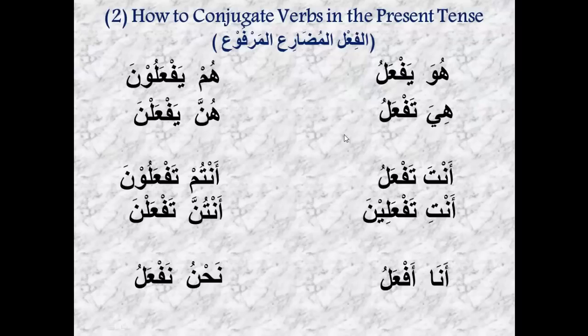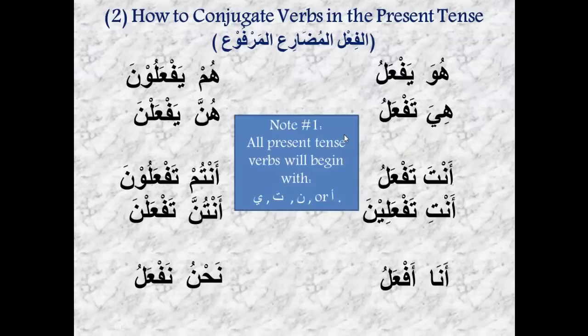Observation number 1, note that all present tense verbs, al-fi'l al-mudari' marfu', or actually all fi'l mudari' for all three cases, all of them begin with hamza, noon, ta, or ya. So notice how we have the ya for most of the third person pronouns except for the hiya. We have a ta in front of every single verb conjugated in the second person. And then we have noon for nahnu, naf'al, and a hamza for ana af'al. So all present tense verbs will begin with one of these letters, hamza, noon, ta, or ya.